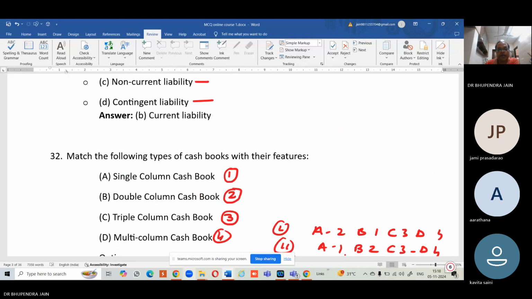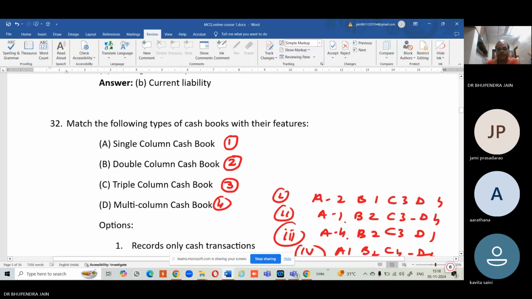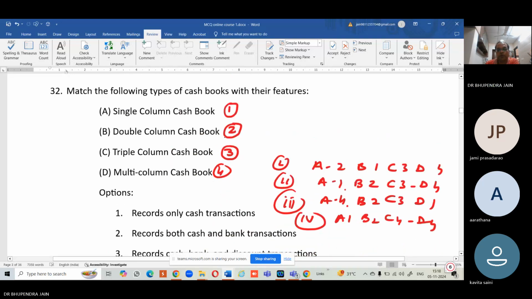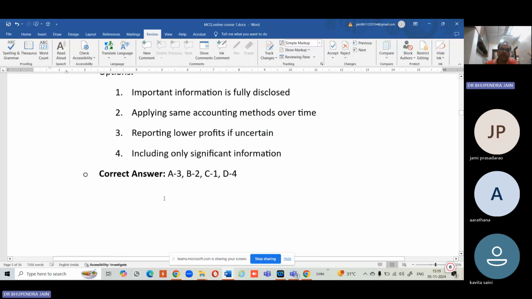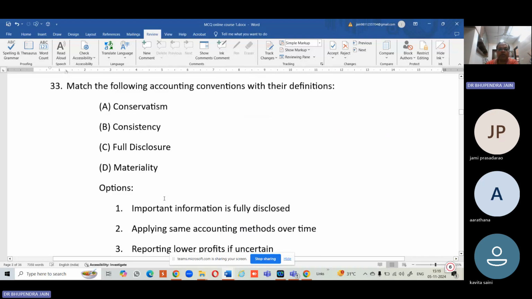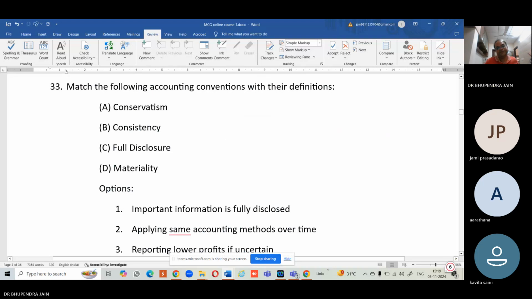Check. A1, B2, C3, and D4. Check. So correct answer is A1, B2, C3, D4. Correct answer is second. Question is incomplete in the notes. So in this also incomplete. We will rectify the question and update the question, then we will send to you. Match the following accounting convention with their definition.